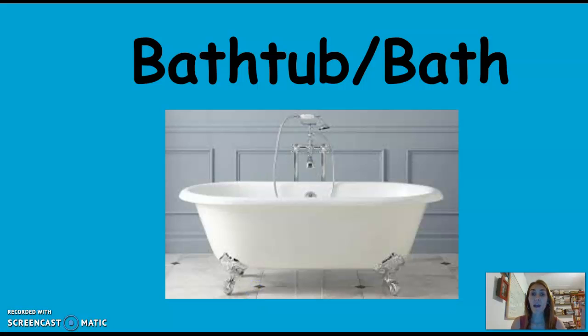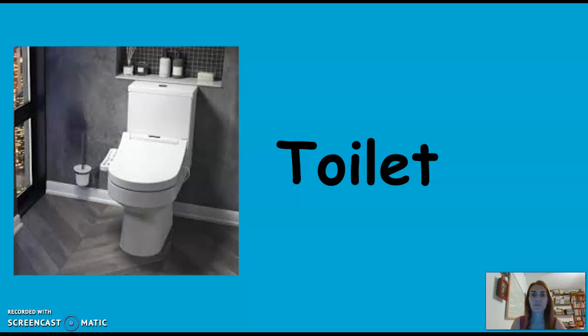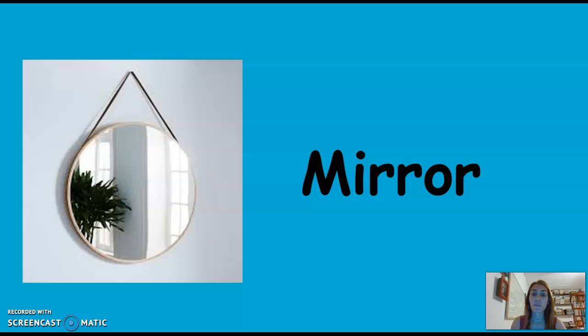Bathtub or bath. This is a shower. The toilet. This is the wash basin in the bathroom. This is a mirror.